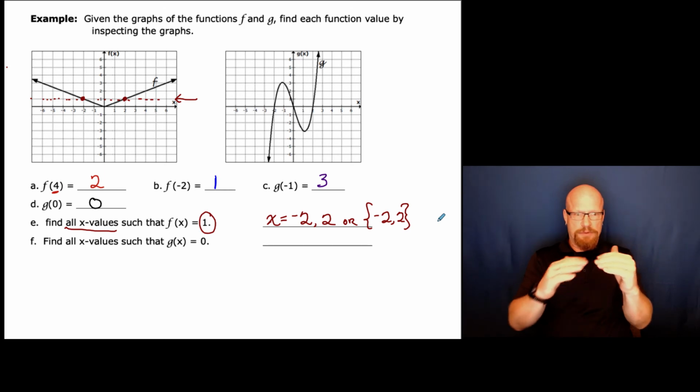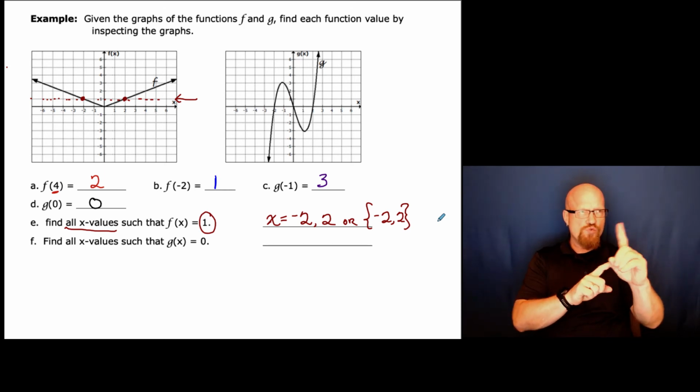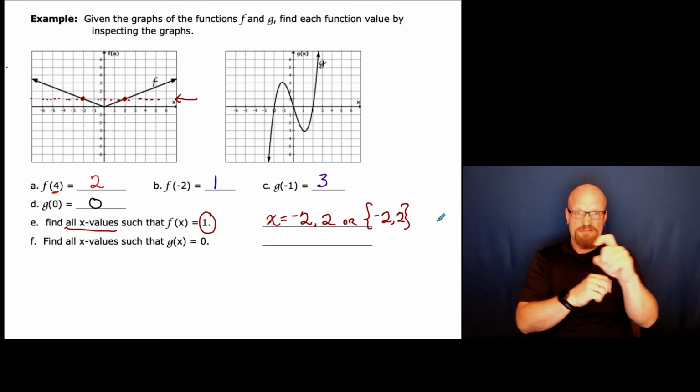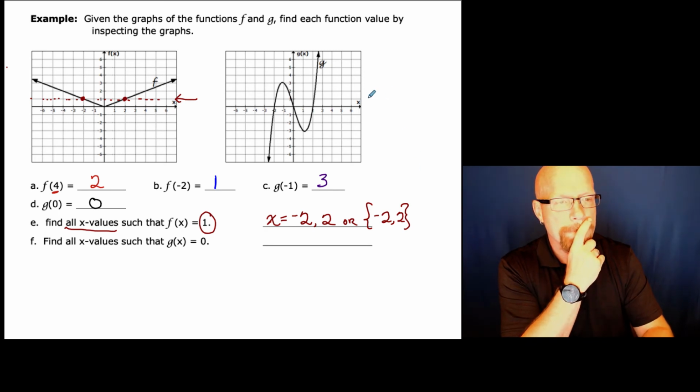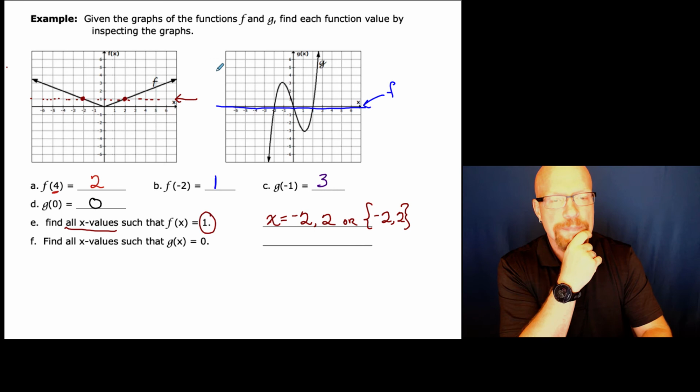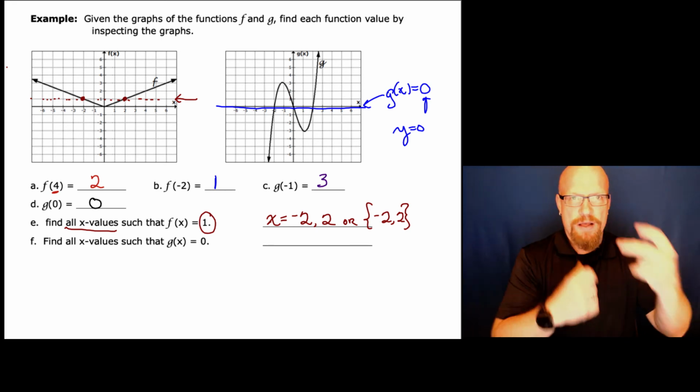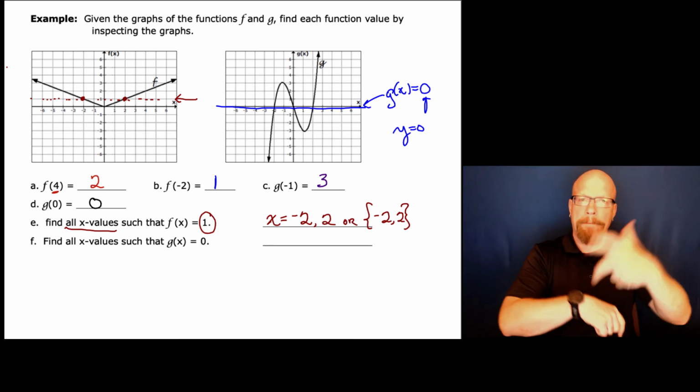Now look at g of x. G of x equals 0. Where is the line y equals 0? It's actually the x-axis. Okay, now we can see the curvy line hits it 3 times.